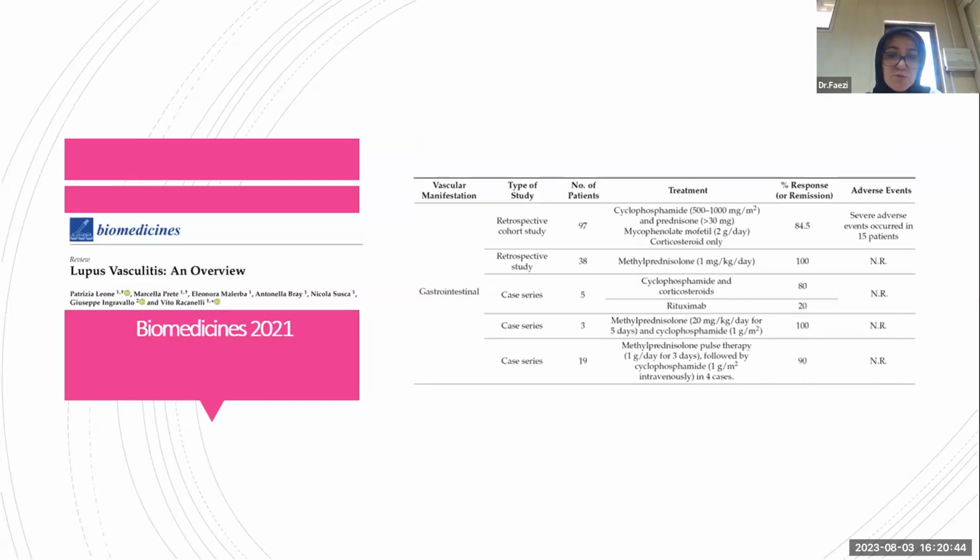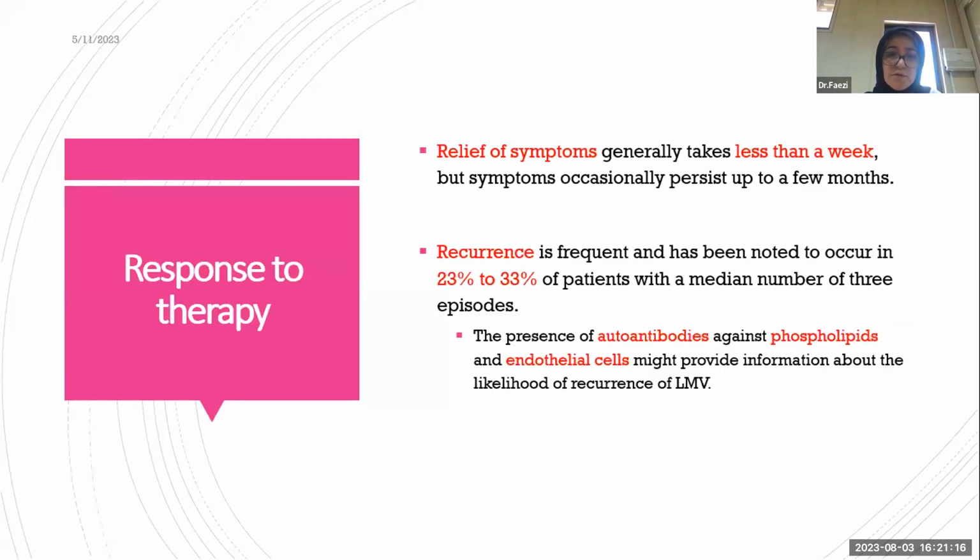This study shows the different management approaches used in different studies for lupus mesenteric vasculitis. Most of them were case series or retrospective studies, and as Dr. Khosrowshahi mentioned, we have no RCT or strong recommendation for treatment of lupus mesenteric vasculitis, but all of them use methylprednisolone, and most of them use cyclophosphamide as immunosuppressive therapy. For response to therapy, relief of symptoms usually takes less than a week, but sometimes symptoms may persist for up to a few months, though without worsening.